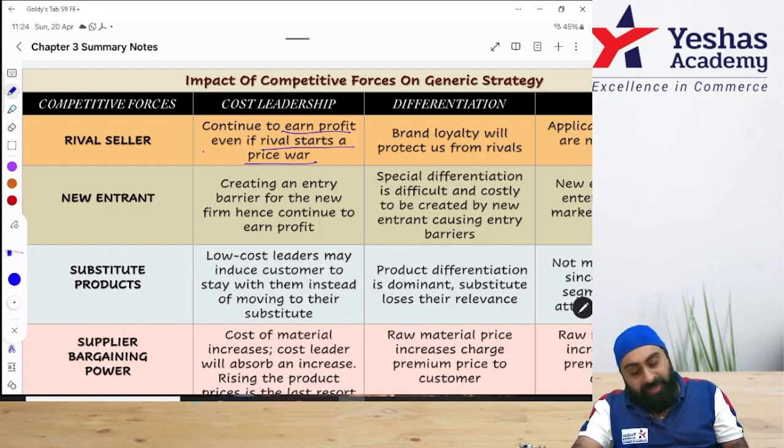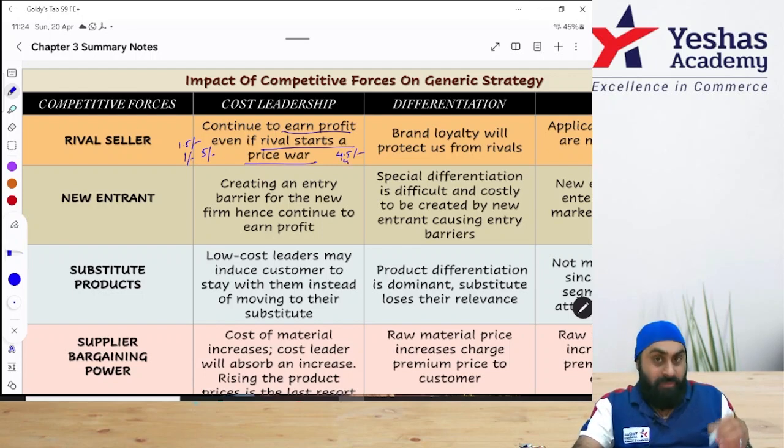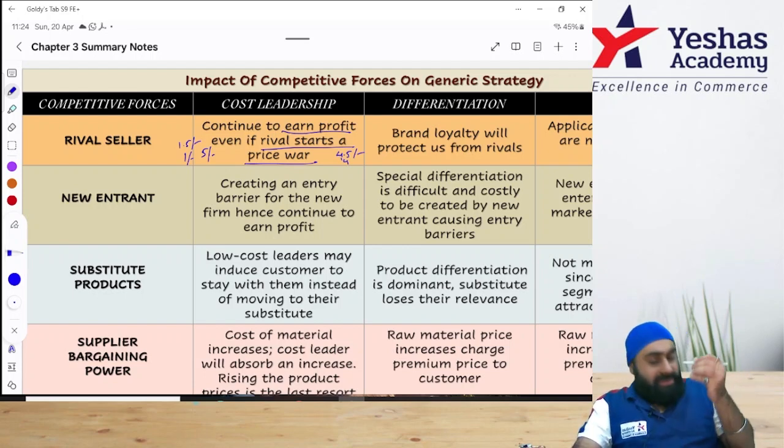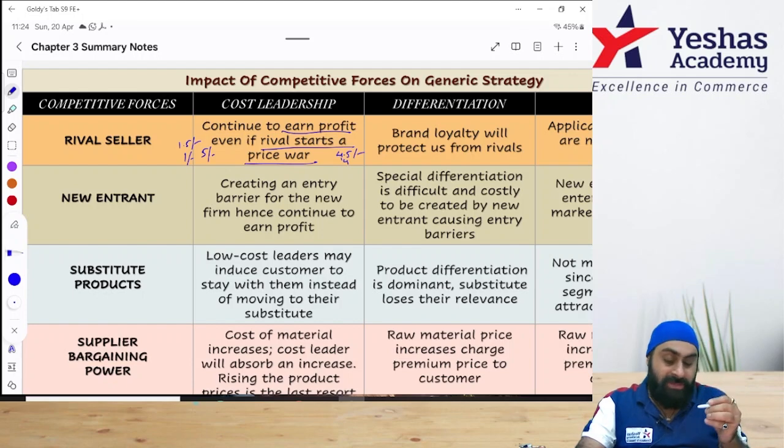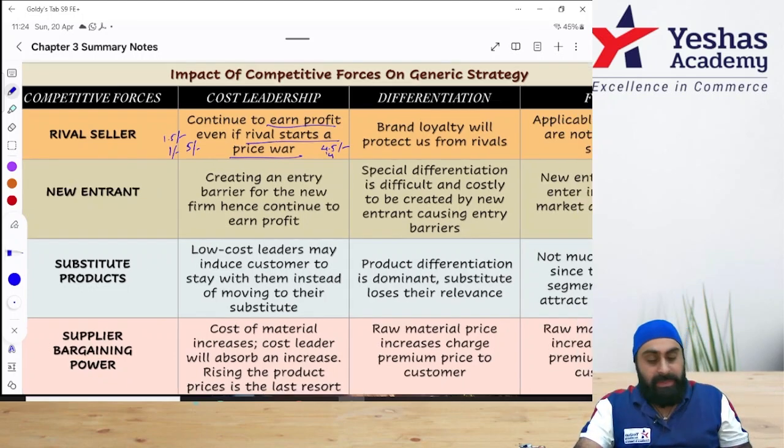If I'm selling Parle G at 5 rupees and if the Tiger Biscuit starts to reduce the price to 4.5, I'm a cost leader. At 5 rupees, let's say I'm making a 1.5 rupee of profit. If he reduces the price, I'm okay. I'm still going to make 1 rupee of profit. If he further goes down, he will suffer more than Parle G because Parle G is already a cost leader. So it has a reduced cost of production and its profit margins are good. So it will make more profits even though there's a price war.